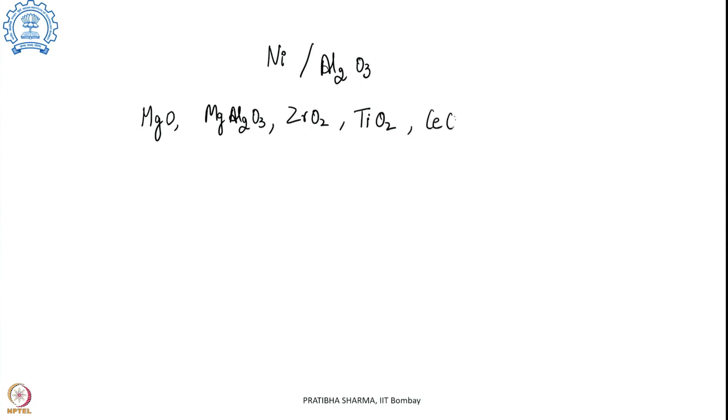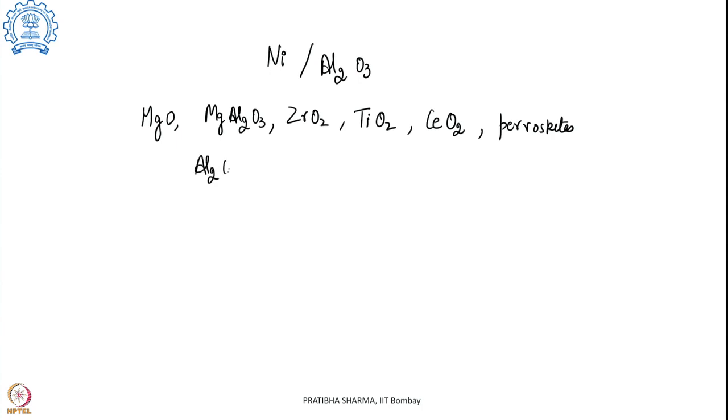For industrial scale hydrogen production, mostly nickel on alumina support is being used as a catalyst in the reformer tubes. Other than alumina, there are several other catalyst supports which are being studied, like magnesium oxide, magnesium aluminium oxide, zirconia, titania, ceria. These are the other supports which are being studied and reported in the literature, perovskites. Now, each of these has its own characteristics.